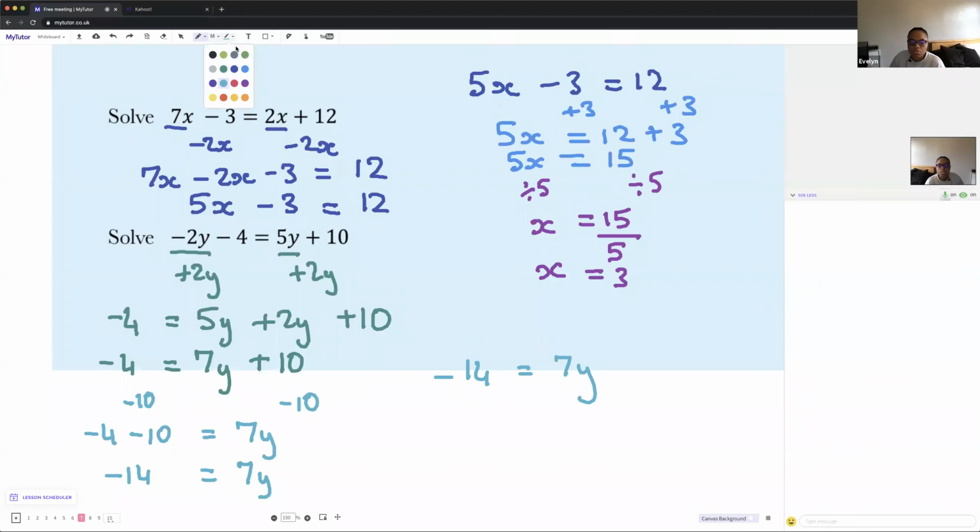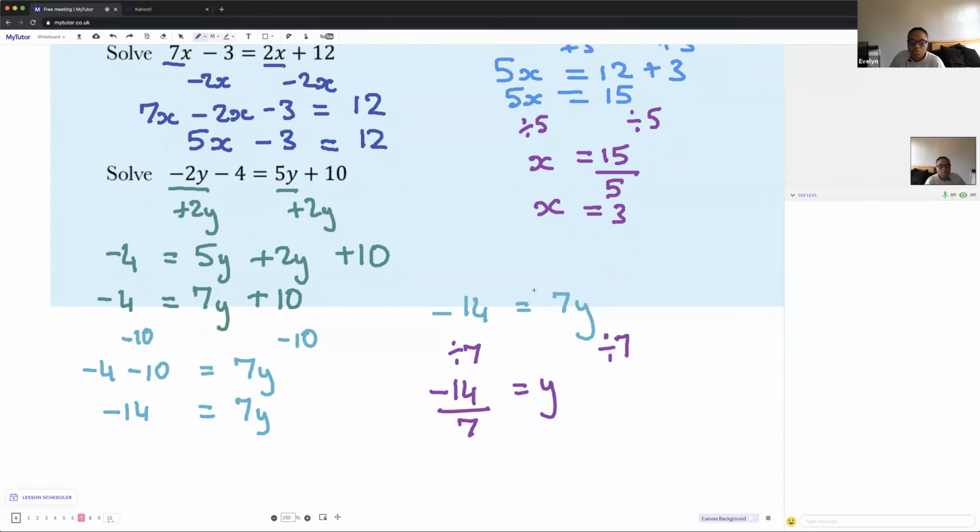The last thing to do is to get rid of that 7. So I want to divide by 7 on both sides. So I've got minus 14 divided by 7 equals y. Minus 14 divided by 7 is minus 2. So y equals minus 2. So well done for you guys who got that one.